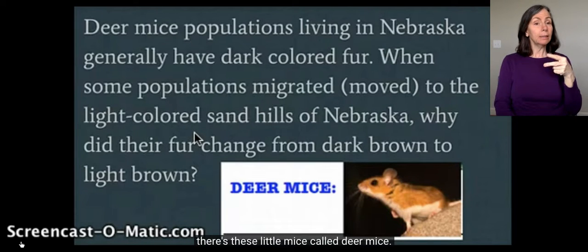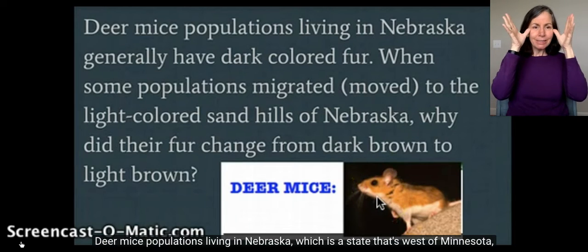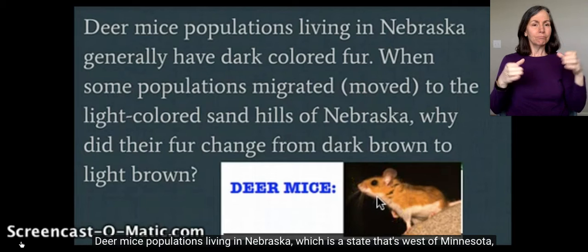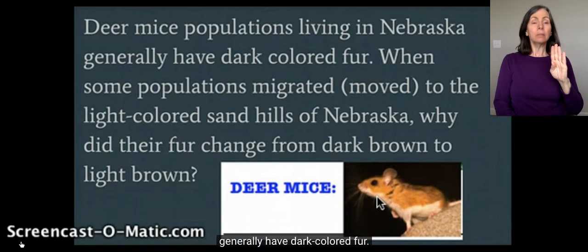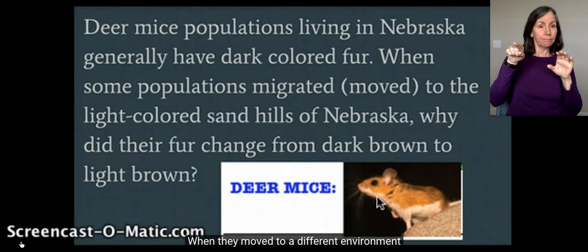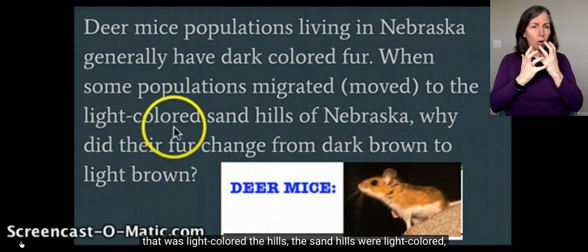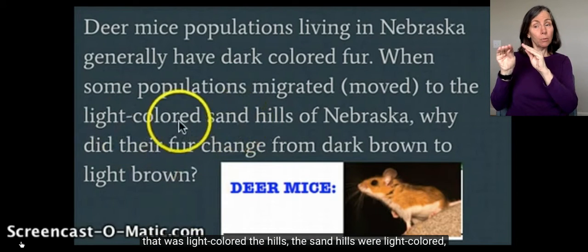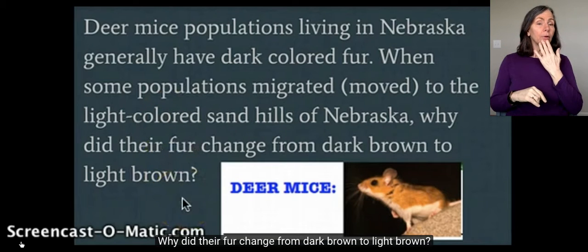Second, there are these little mice called deer mice. Deer mice populations living in Nebraska, which is a state that's west of Minnesota, generally have dark colored fur. When they moved to a different environment that was light colored, the sand hills were light colored, why did their fur change from dark brown to light brown?